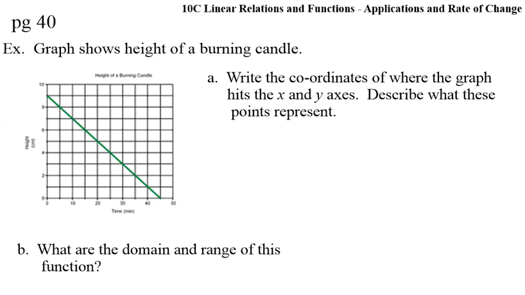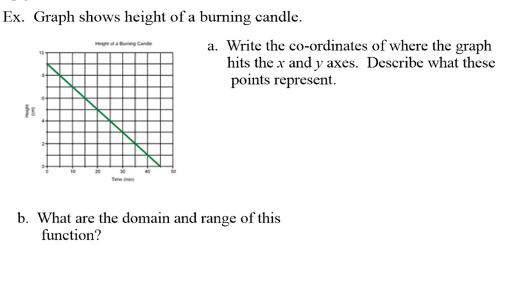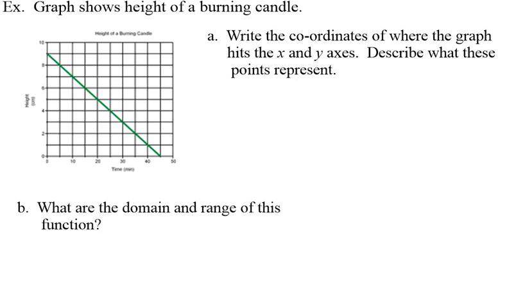Here we have a graph showing the height of a burning candle. So write the coordinates of where the graph hits the x and y axes and describe what these represent. Well, x-intercept is where we hit the x-axis. And our x-intercept occurs at 45. Well, what does that represent? It's a 45, 0. There's our x-intercept.